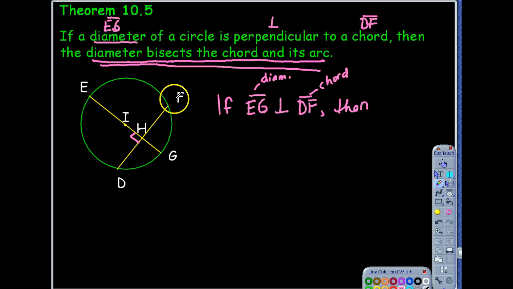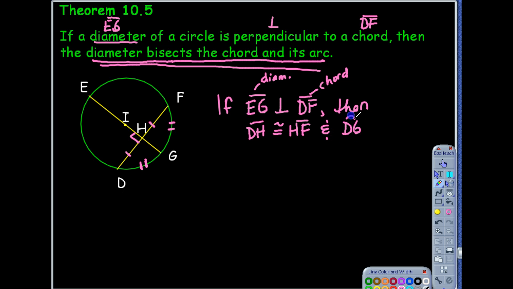So what pieces are going to be congruent? DH and HF. So we can say then segment DH is congruent to segment HF. Now it says it's also bisecting its arc. Now what arc are we talking about? The arc has to be the one that's associated with that part. Really it's going to bisect a couple different ones, but if I'm looking at arc DF, that's the arc it bisects. So arc DG and arc GF are going to be congruent.